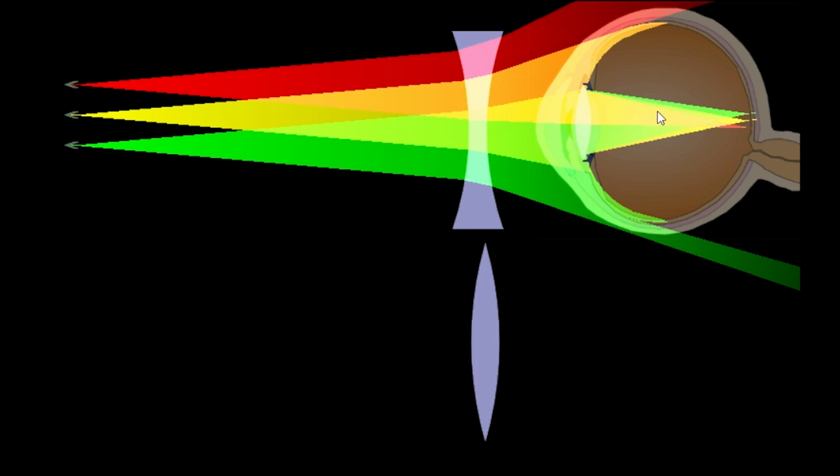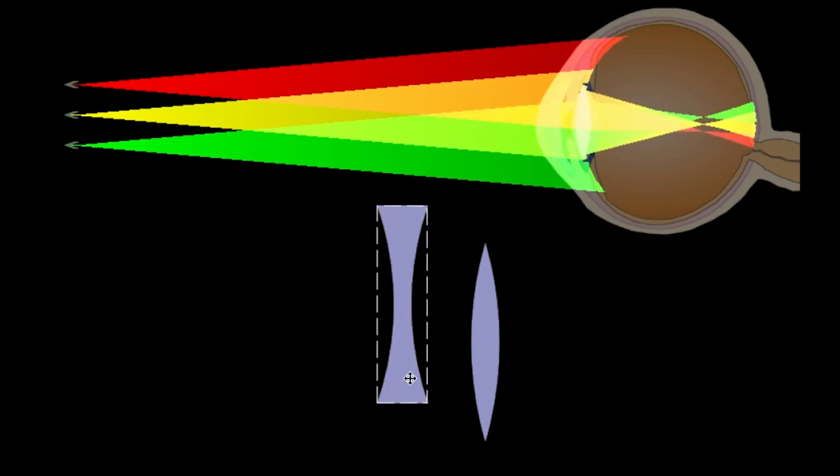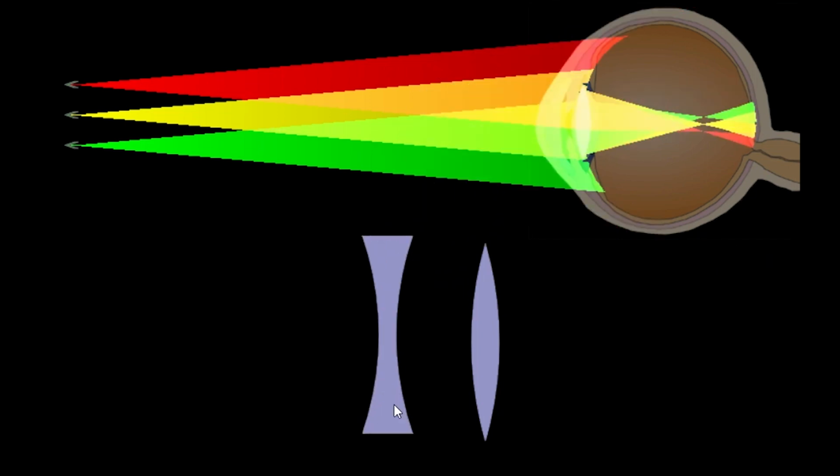So this is the perfect amount of power for the eye to focus the light on the retina. Without the corrective lens, the person's eye has too much power. Okay, so that would be a nearsighted person with a negative power corrective lens.